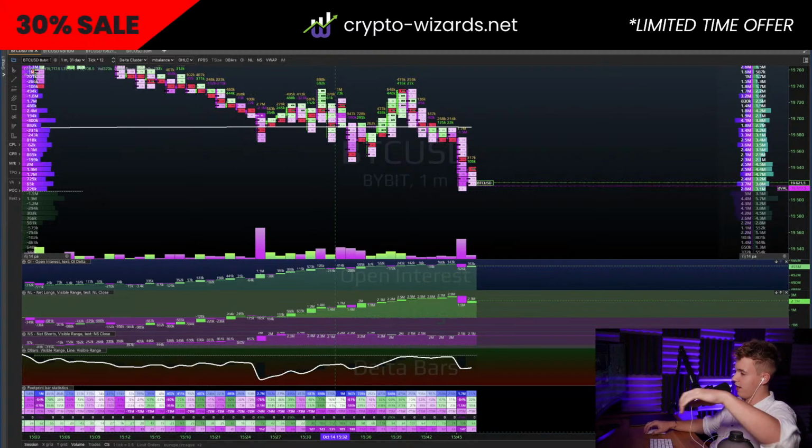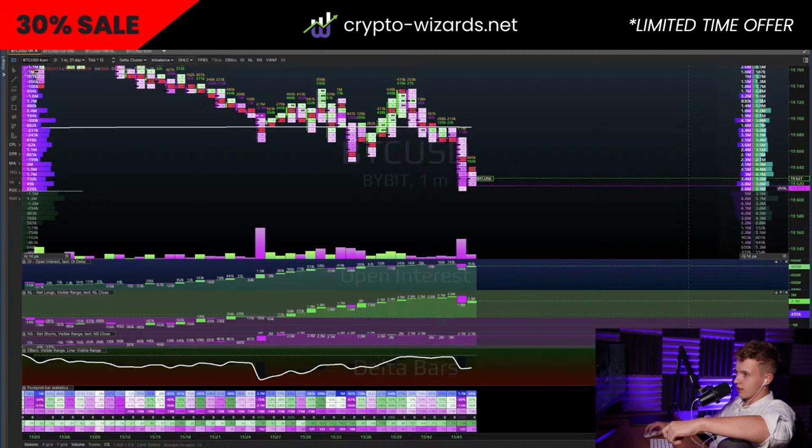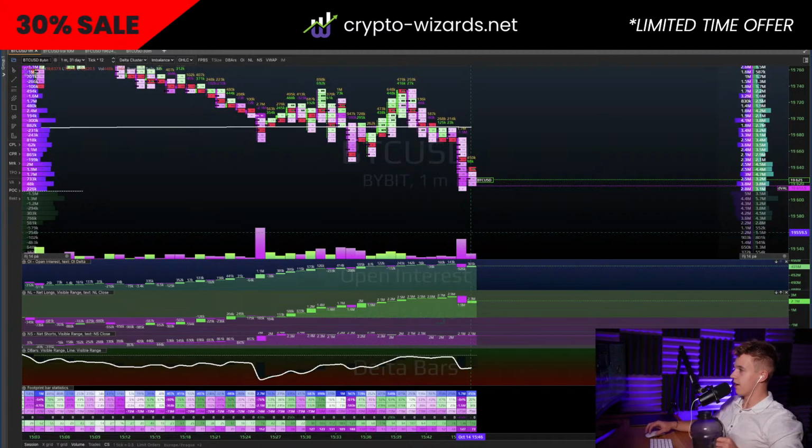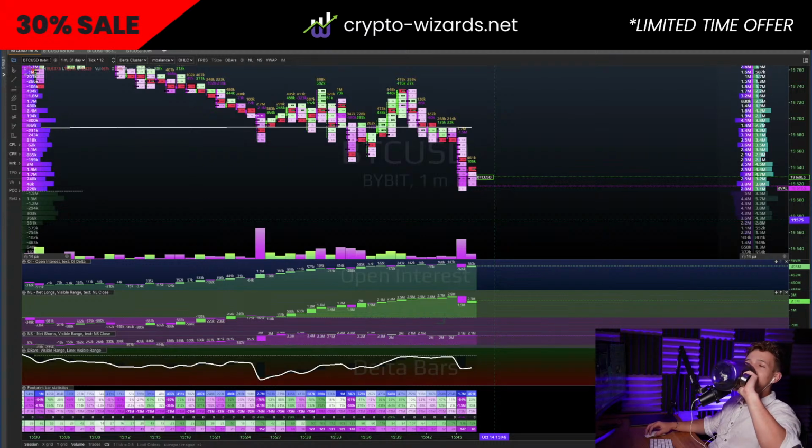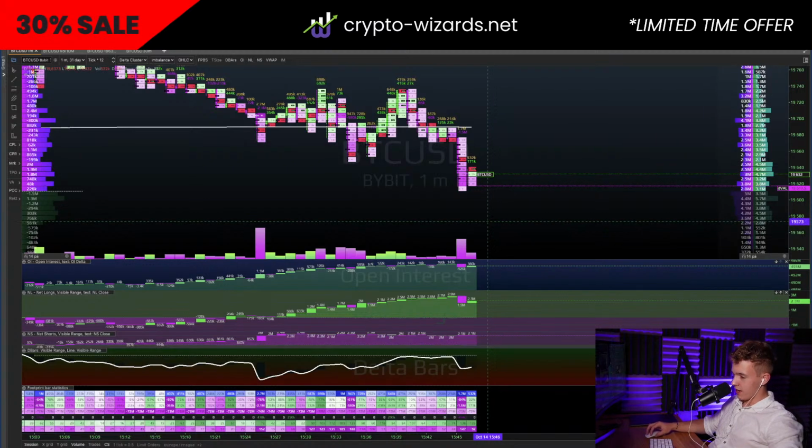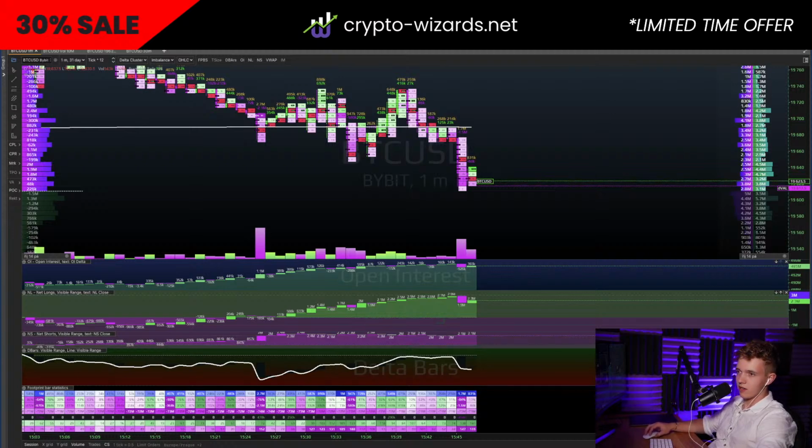I need to change the music. This sucks. I have my huge bottle of water here. That's very, very important when I'm trading. No, I literally drink like 4 liters per day. 4 liters of water. So yeah, I'm drinking a lot. Only water, I'm not drinking alcohol at all.